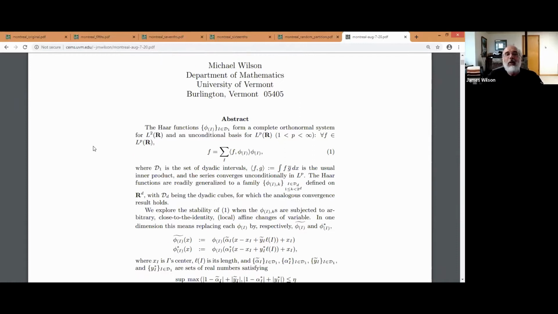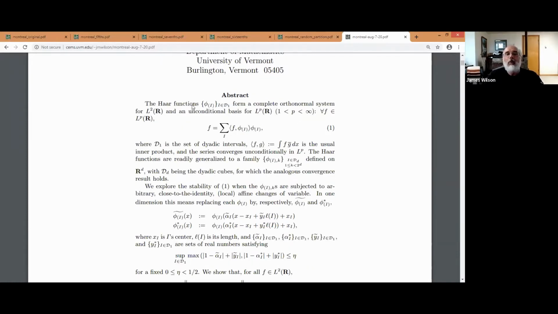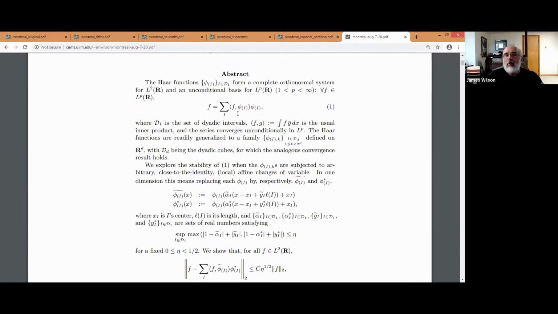Okay, so for any f in LP, we can write it in this form. In LP, this sum converges unconditionally, and this means the usual inner product. You can also readily generalize the Haar functions to D dimensions, and I'll show explicitly how that's done a little bit later. It's not hard, and you have a corresponding sum.